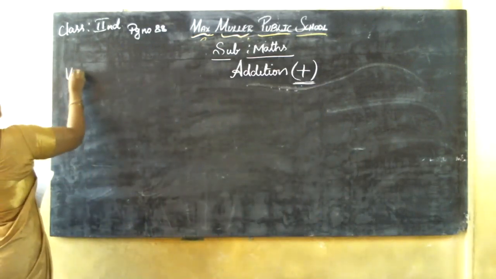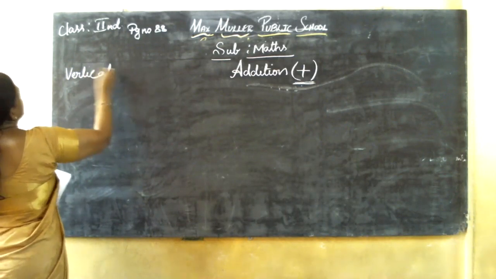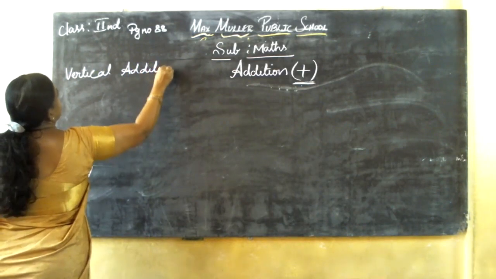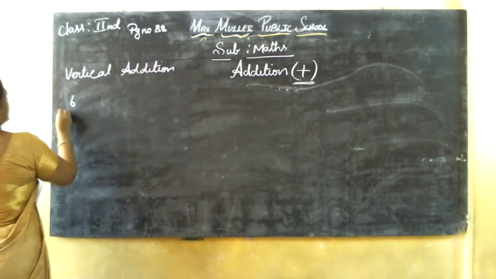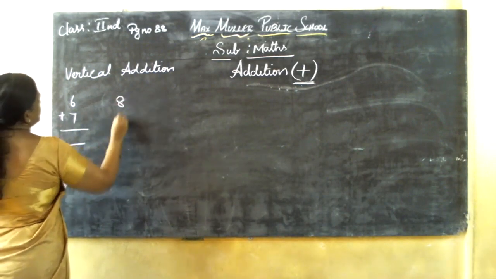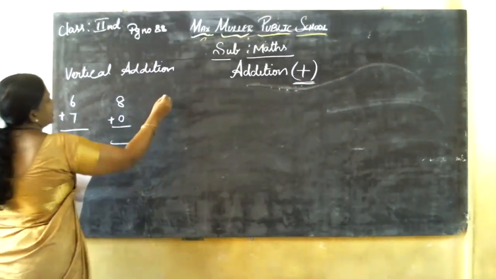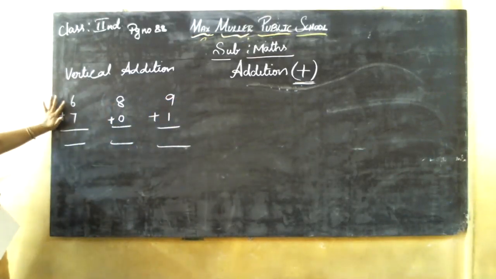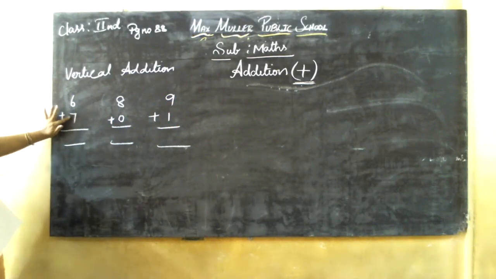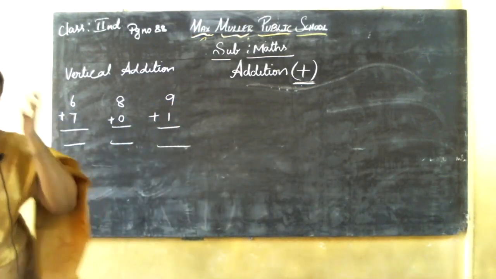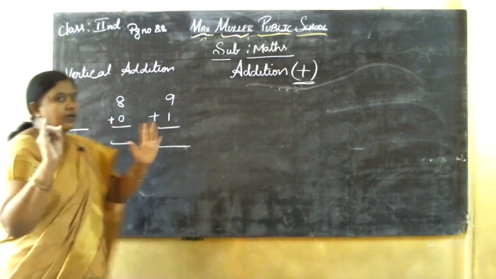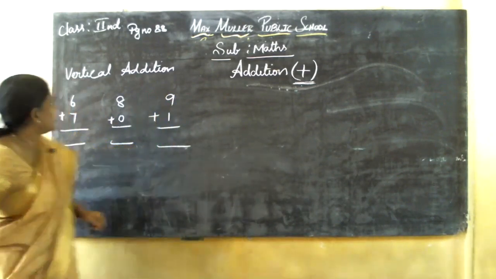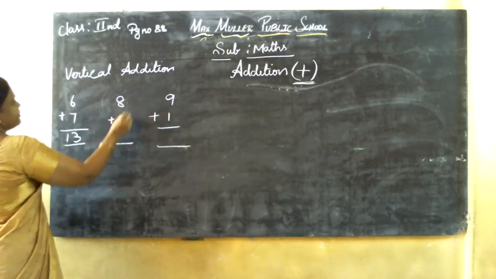See, vertical method means vertical addition. 6 plus 7, 8 plus 0, 9 plus 1. See, I use single digits. In this 6 and 7, which one is bigger? 7 is the big number. So 7 you keep in the mind, 6 on the finger. After 7: 8, 9, 10, 11, 12, 13. 13 you will write.